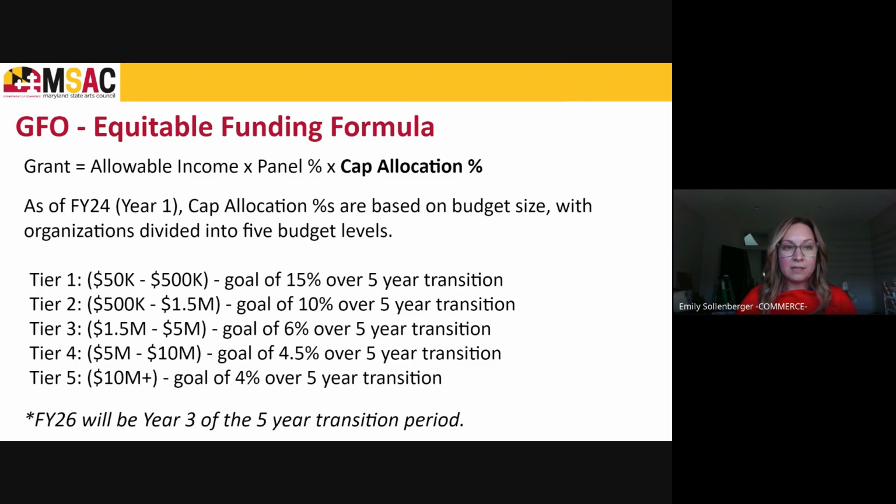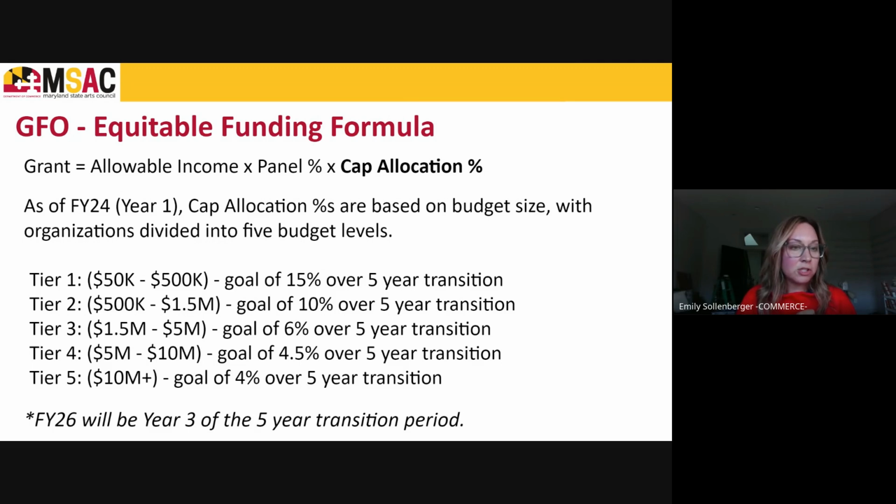So what the equitable funding formula is doing is dividing all of our organizations into tiers. There are 5 different tiers based on your budget size and 5 separate cap allocation percentages. You'll see on the screen, these are just goals of what we're working toward. They're not set in stone by any means. They are really just goals that we're working through based on all of the other variables in play.